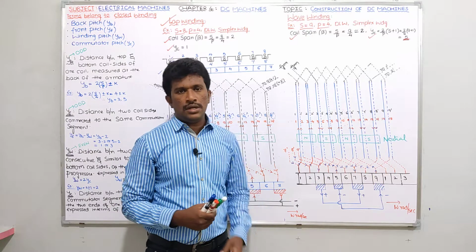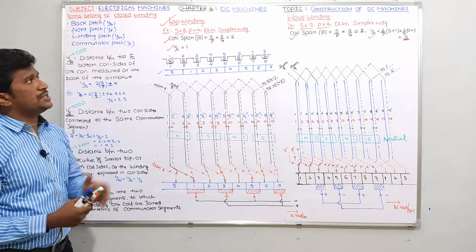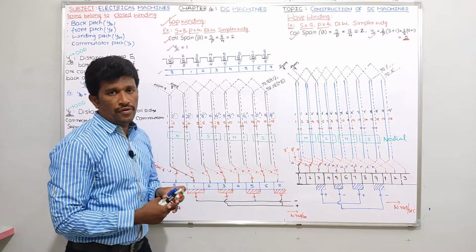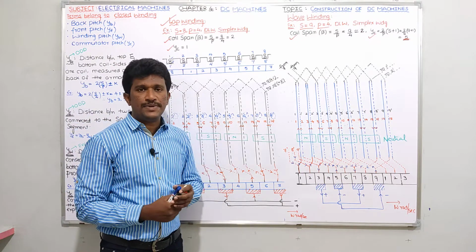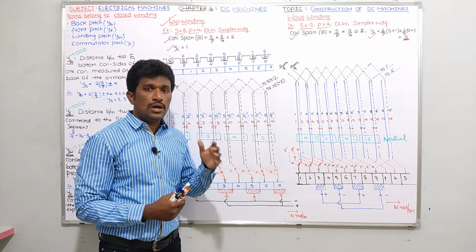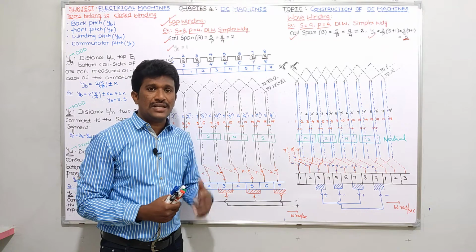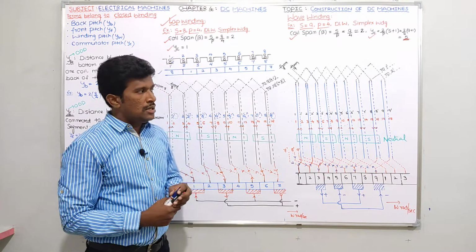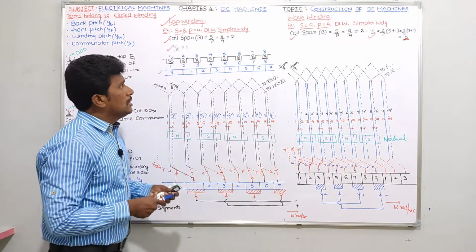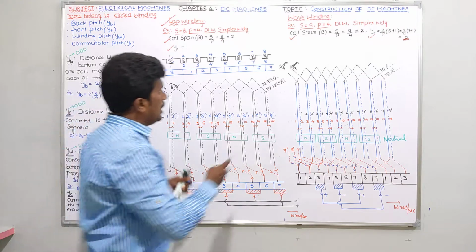In the last session, in chapter 4, DC machines, we discussed wave winding. Before that, we explained lap winding. Nothing but in the last two sessions, we explained the design of lap and wave windings. If you observe clearly, in the last session I had taken this one.